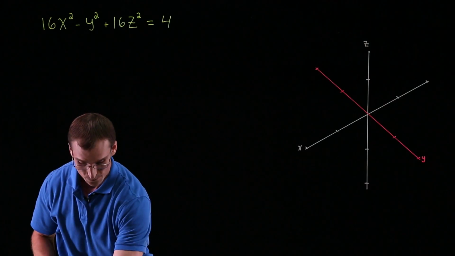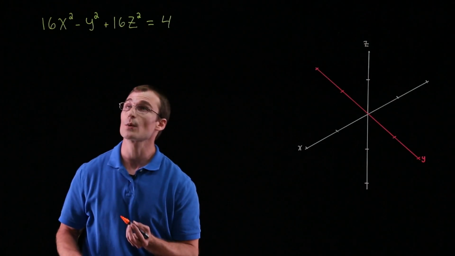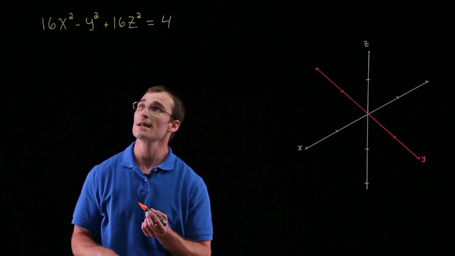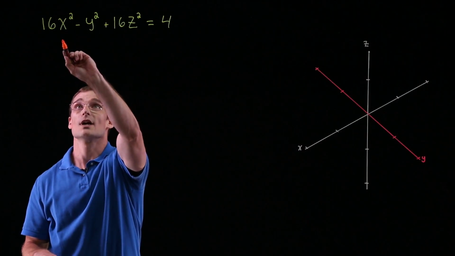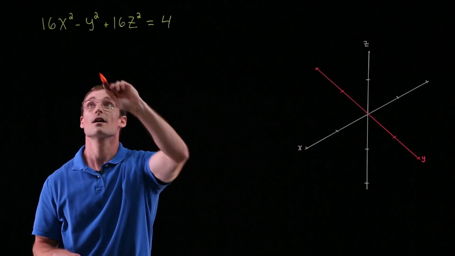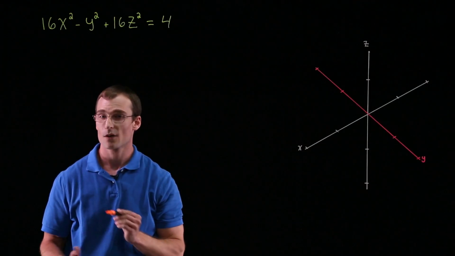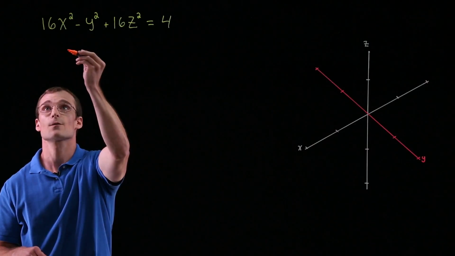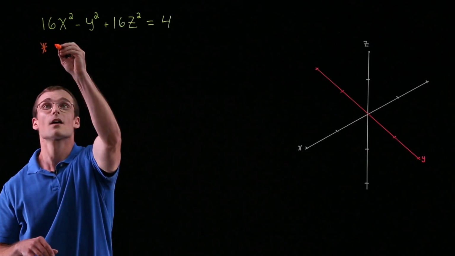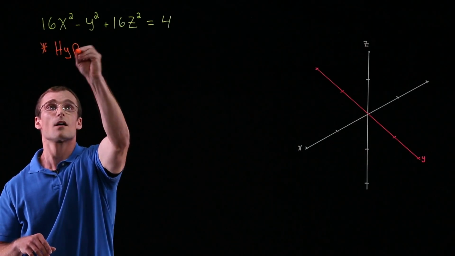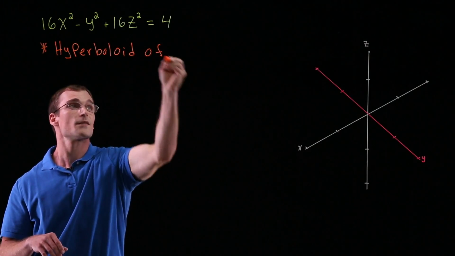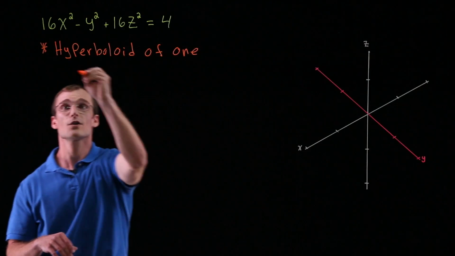So let's take a look at this. We have 16x squared minus y squared plus 16z squared is equal to 4. Now if we just pay attention to our square terms, we have an x squared term minus y squared plus 16z squared. So we have two positives and then a negative. What that indicates, if we look at the standard forms of our equations that we know, is we have a hyperboloid, specifically of, say, one sheet.